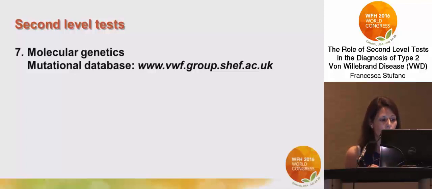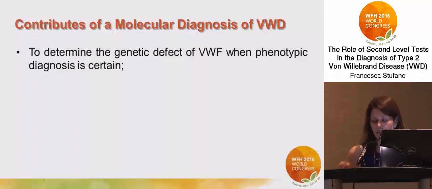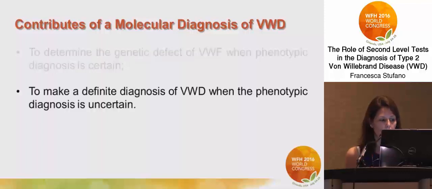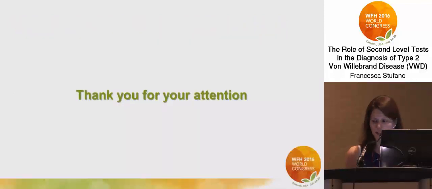Before, we said that molecular genetics also plays an important role. This is the mutational database you can consult to look for the mutation responsible for the disease. And now we can see the contribution of molecular diagnosis. It can determine the genetic defect of von Willebrand factor when phenotypic diagnosis is uncertain, and it can make a definite diagnosis of von Willebrand disease when the phenotypic diagnosis is uncertain.